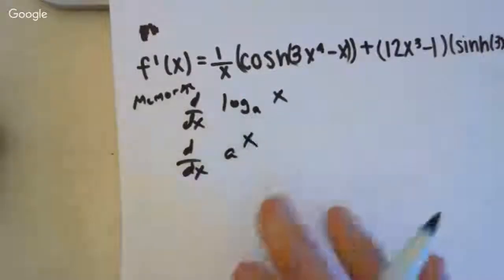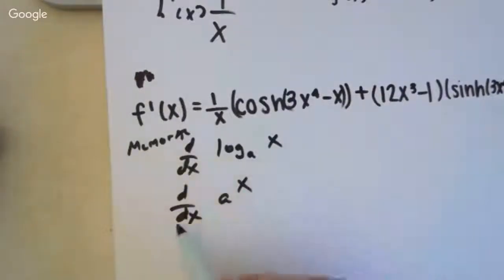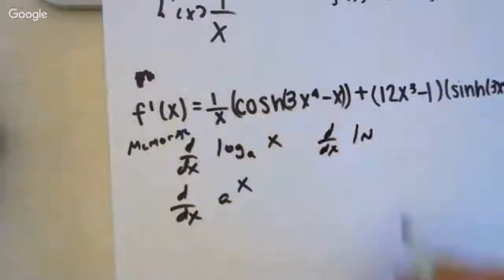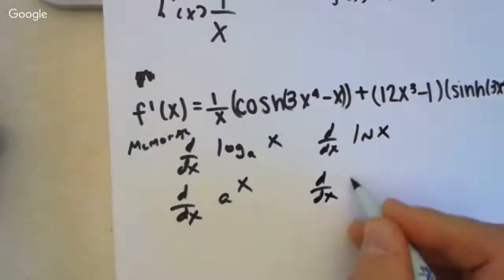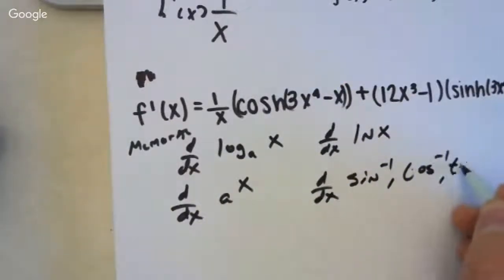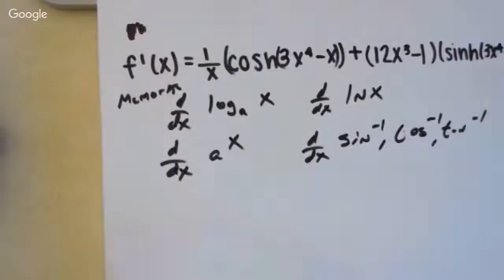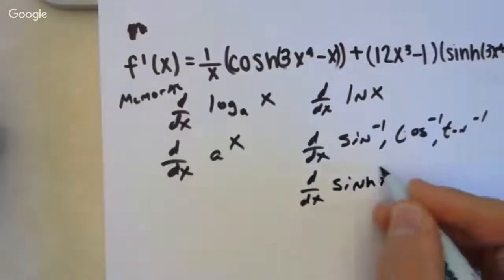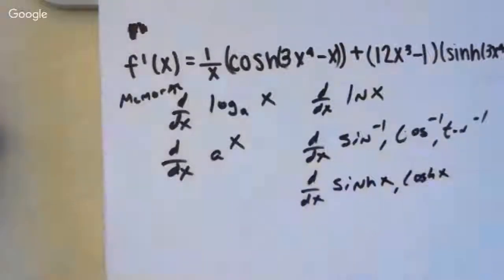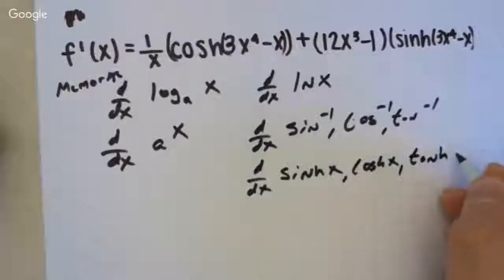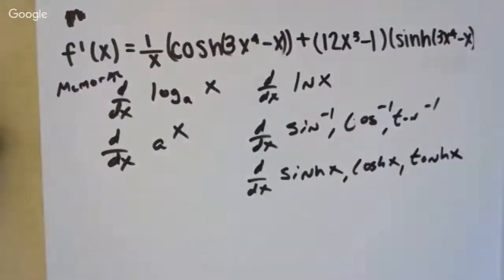You have to have memorized the derivative of log. You have to have memorized the derivative of some number to a power. You have to have memorized the derivative of natural log. You have to have memorized the derivative of sine, cosine, tangent, inverse, and you have to have memorized sinh, cosh. Say it again, Laura.